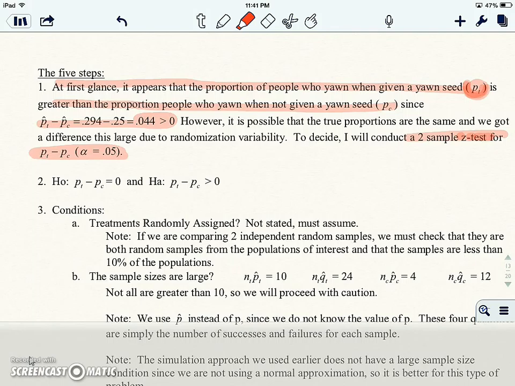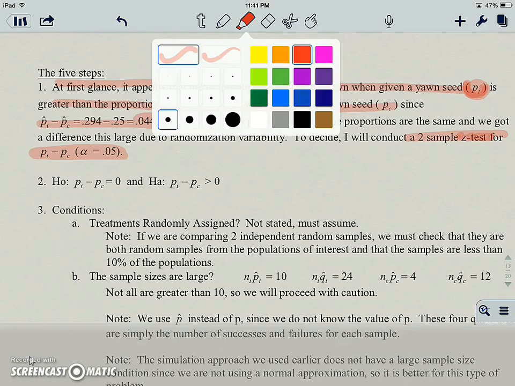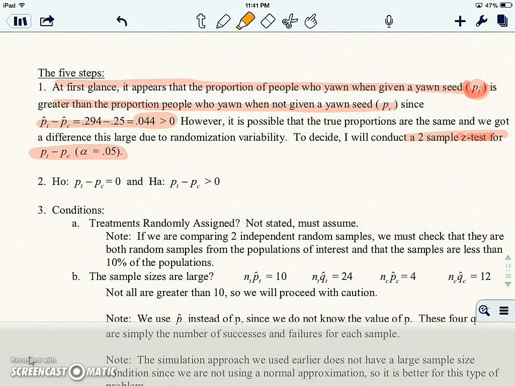Now we're going to go ahead and state our hypotheses. Our null hypothesis is that the difference is actually 0. There is no difference between the two. Showing somebody a yawn didn't cause them to be more likely to yawn. And our alternate is that the yawn seed was effective, and so the difference was greater than 0.